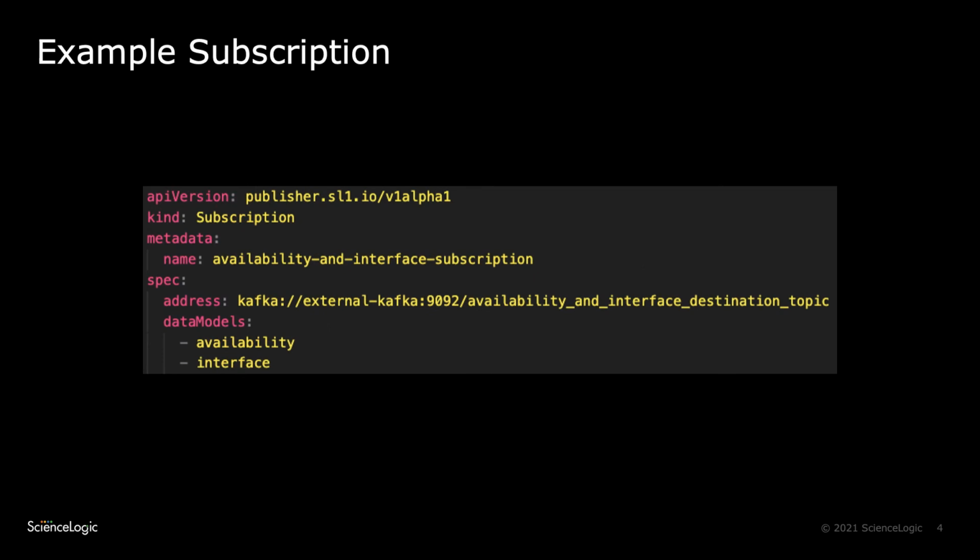Subscriptions are objects that simply listen for updates to the data types they are subscribed to and send any messages to the given address. This is an example YAML file that will create a subscription that listens for the two data types we have previously shown, availability and interface. We can apply this subscription in a similar manner to how we apply the data models, and it will start publishing messages as soon as it detects messages are ready to be sent.